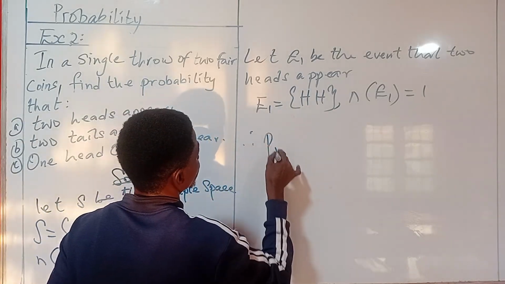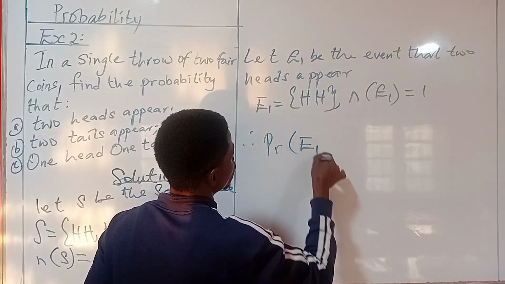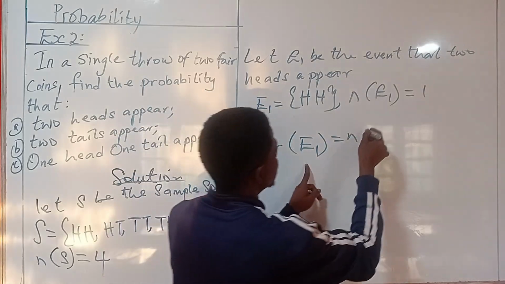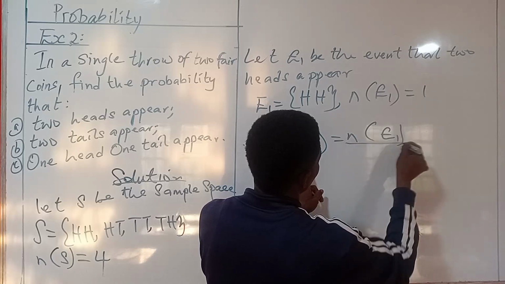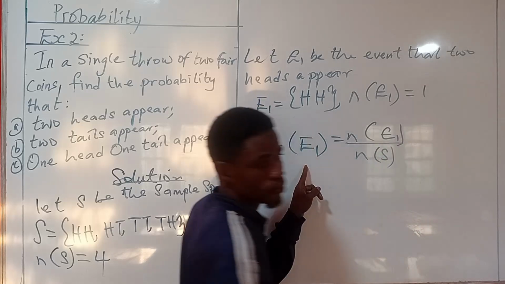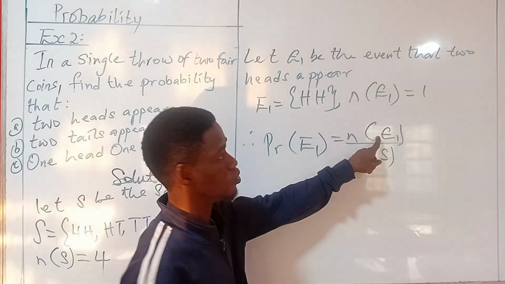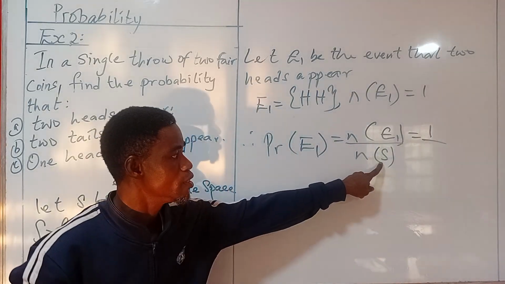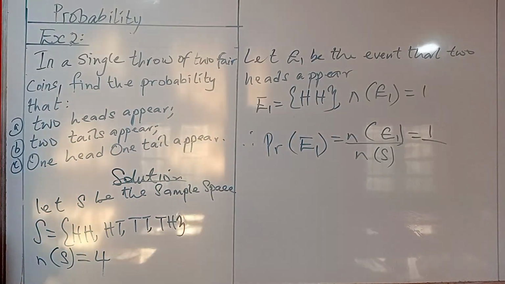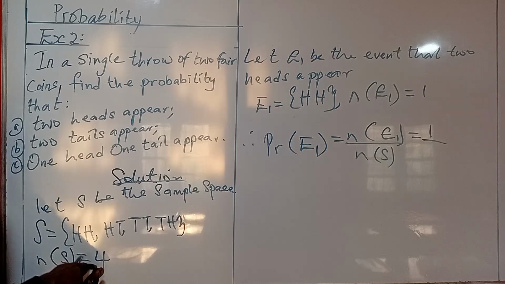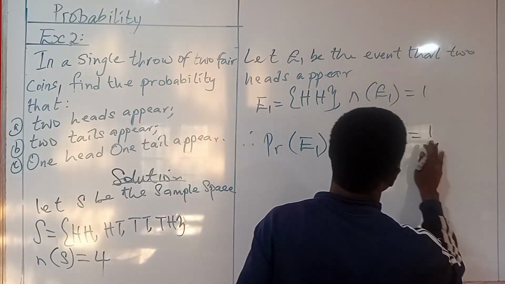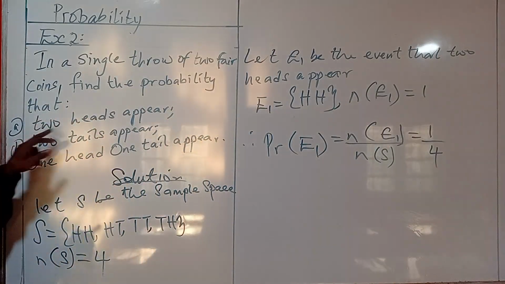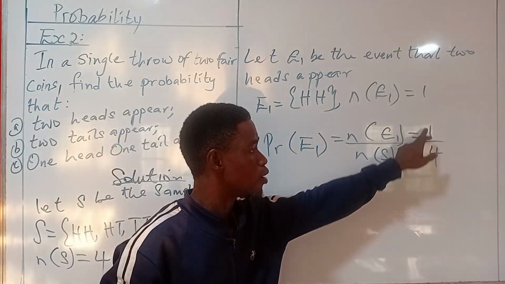Okay, now what is the probability that 2 heads appear? We have P of E1 equals N of E1 divided by N of S. And what is N of E1? N of E1 is 1. Then what is N of S? N of S is the sample space, which is known as the total possible outcome, which is 4. Therefore, when you find the probability that 2 heads appear, we have 1 over 4.